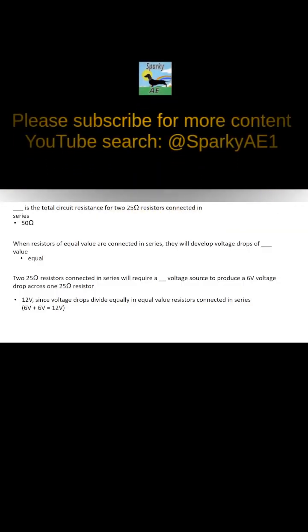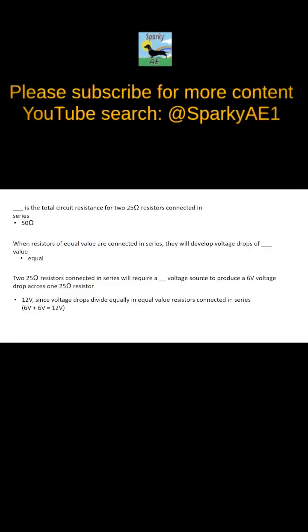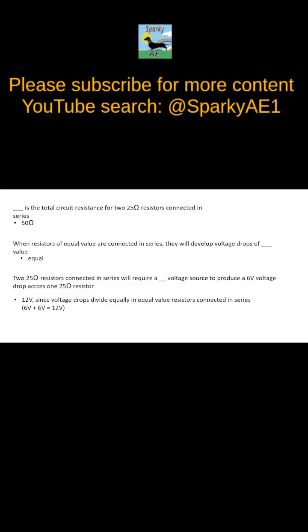Since voltage drops divide equally in equal value resistors connected in series, if you have 6 volts plus 6 volts, that would be 12 volts. So if you have equal valued resistors of 25 ohms, you would need 12 volts. If you had a 24 volt source, then the voltage drop at each resistor would be 12 volts.